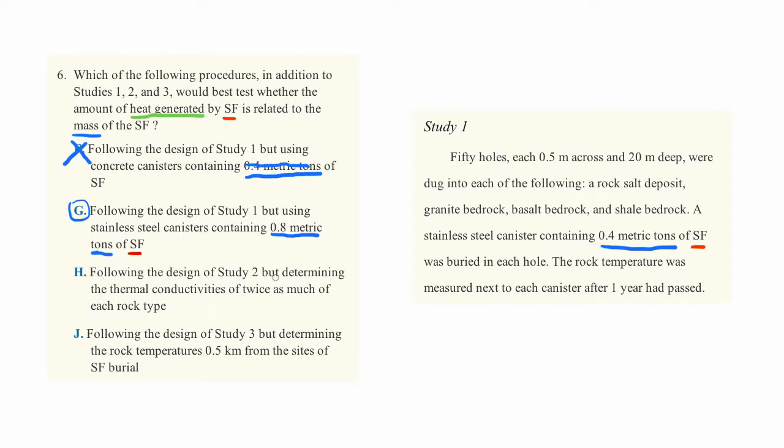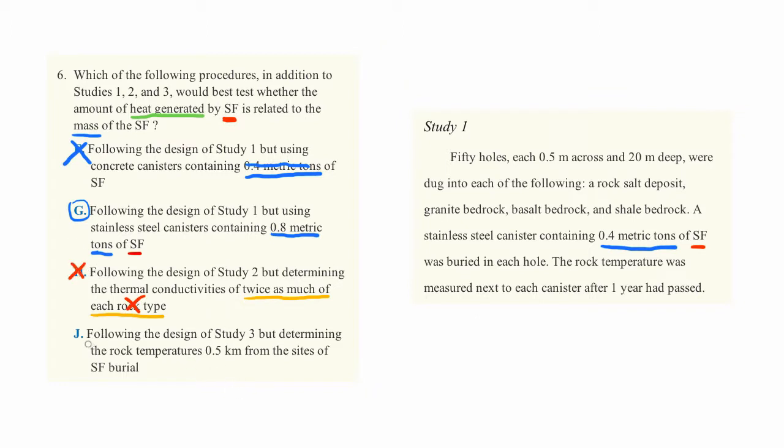Following the design of study 2, but determining the thermal conductivities of twice as much of each rock type. Well, the rock type is not what we're interested in. What we're interested in is the mass of spent fuel, not the mass of the rock type. And so this isn't changing the mass of the spent fuel at all.